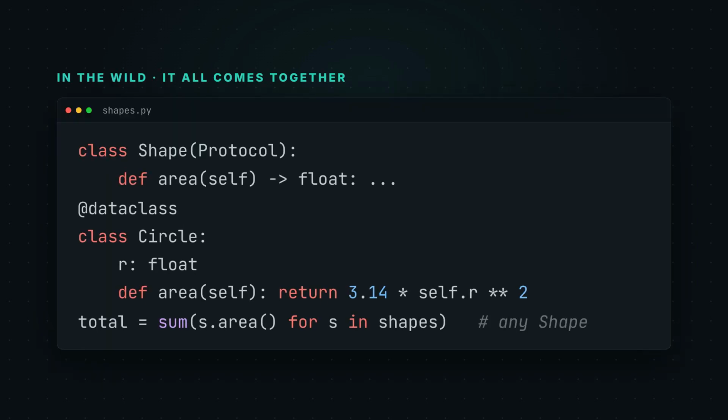Sarah here, and watch it all come together. Shape protocol says, whatever you are, you can give me an area. A Circle is a data class, just a radius, with an area method. And that last line adds up the area of every shape in a list, without caring what they are. A data class, a protocol, a method, duck typing, and a comprehension. The whole module, in a handful of lines of real code.